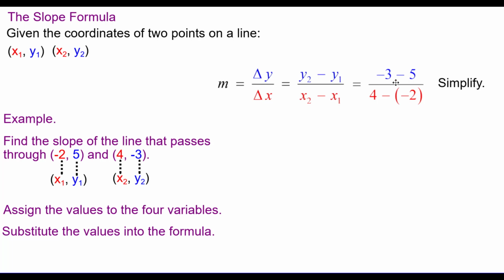Simplify that. -3 minus 5 is like -3 plus a -5, -8. This is like 4 plus 2, which is 6. And then simplifying negative divided by positive is a -4/3. So the slope of the line containing these 2 points is -4/3, meaning it slopes downhill. But let's verify this graphically, just so that you can see that the formula does work.